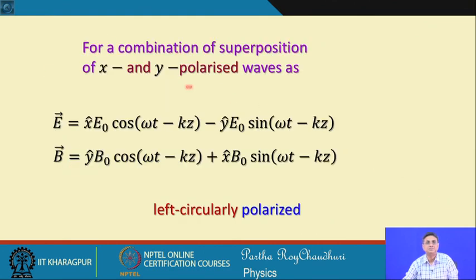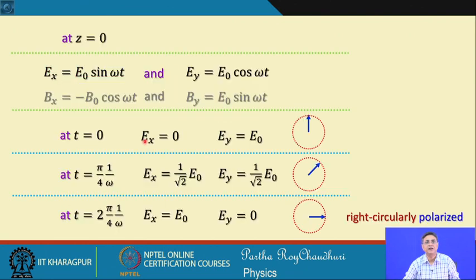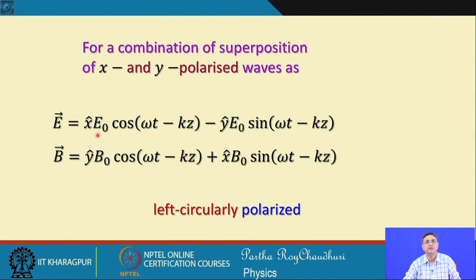Let us next consider a situation to look for left circularly polarized light. For that, consider the combination of x and y polarized waves in this form, that is E equal to E0 cosine omega t, which is the x component, and the y component will be minus E0 sin omega t minus kz. For B, similarly, we will have a cosine for the y component and the sine for the x component. Then if we do the same analysis at position z equal to 0, we write down this equation, which will be E0 cosine omega t and E0 sin omega t. For the magnetic field, this will be B0 cosine omega t and B0 sin omega t, but this is minus and this is plus.